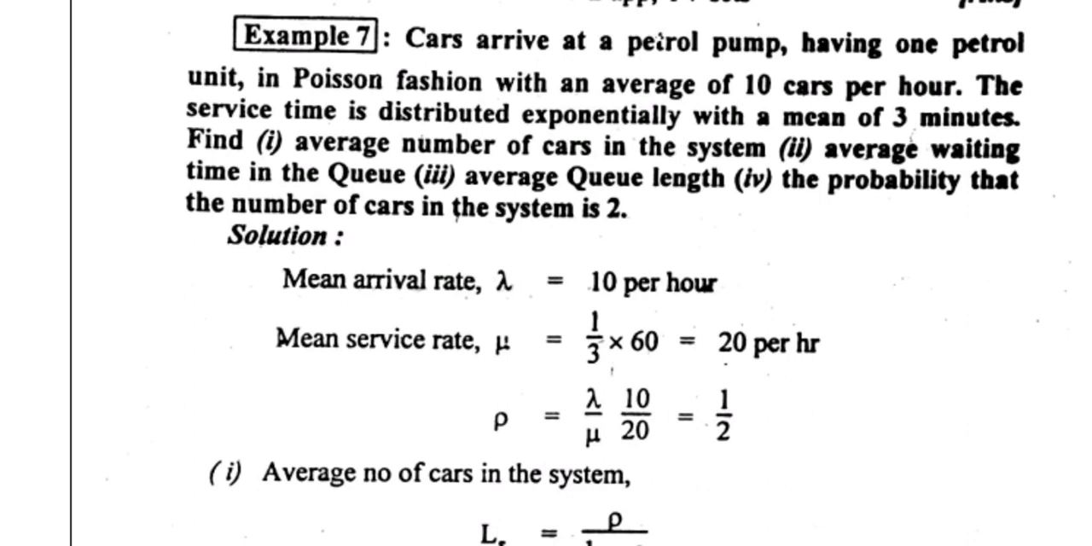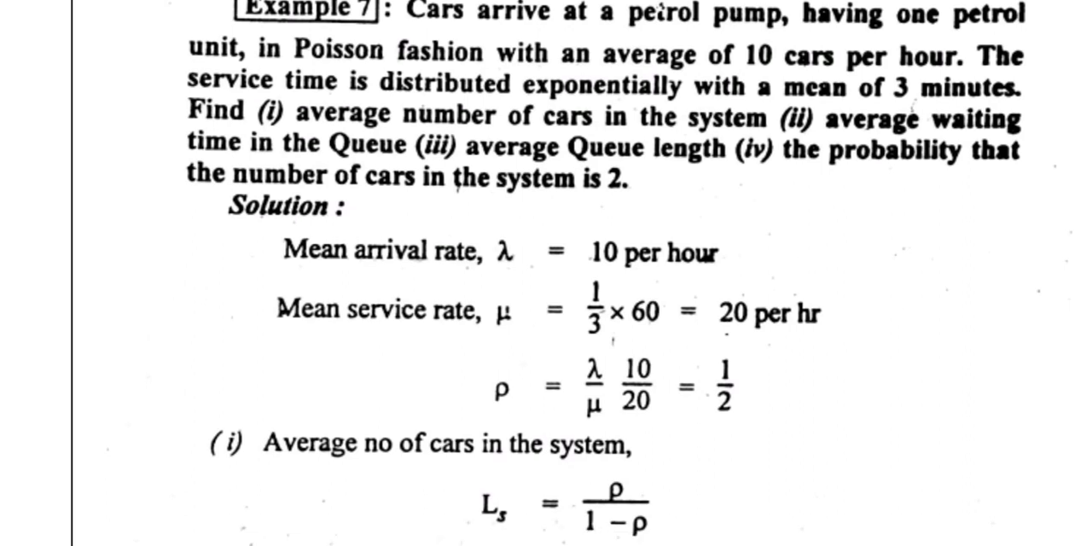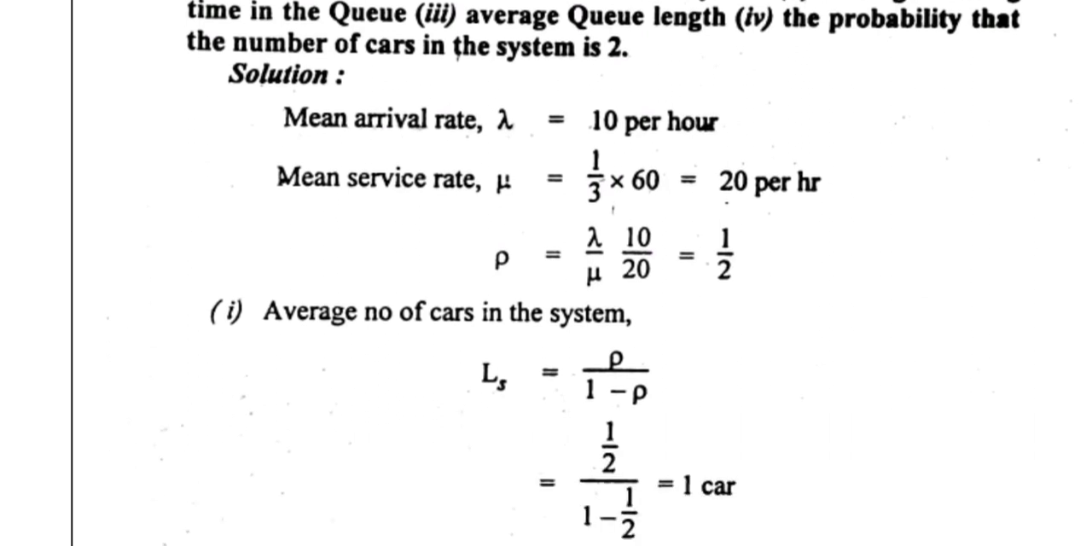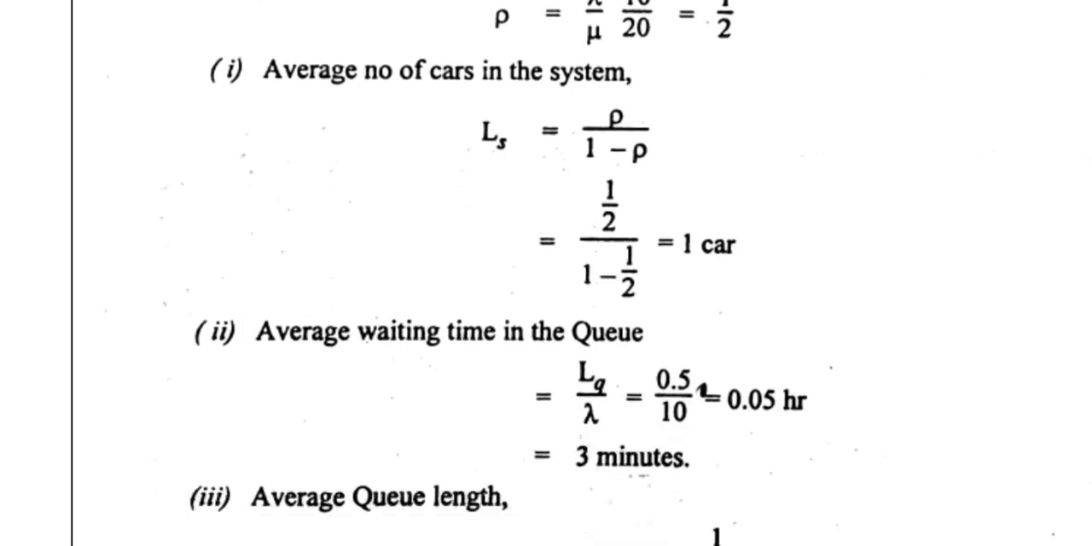First of all, we have to calculate lambda as 10 per hour. Next, we have to go with the mu, that is 1 by 3 into 60, we will get 20 per hour. Rho equal to lambda by mu, that is nothing but 10 by 20 equal to 1 by 2. Average number of cars in the system is nothing but rho by 1 minus rho, so 1 by 2 divided by 1 minus 1 by 2 equal to 1 car. Average waiting time is nothing but LQ by lambda, that is equal to 0.5 by 10 equal to 0.05 hour. So you will get 3 minutes.